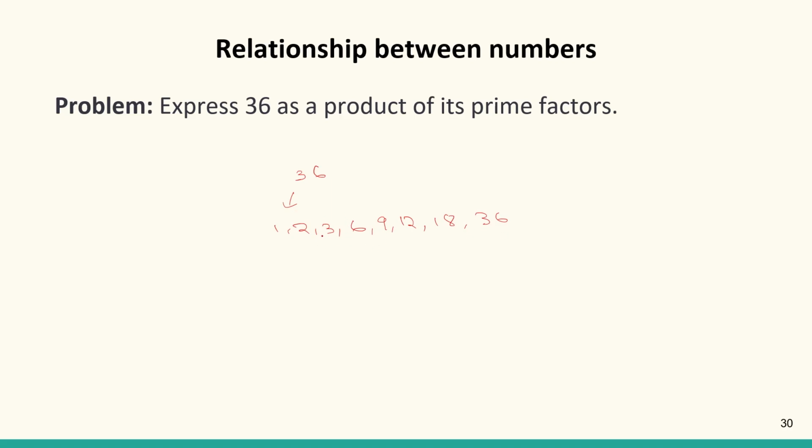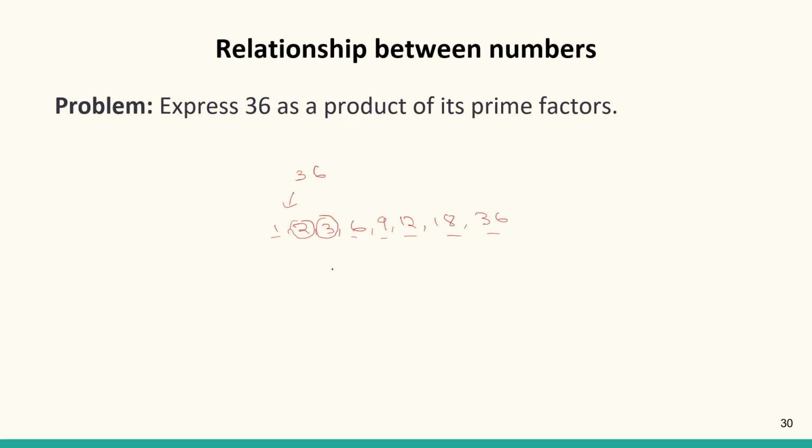Among these, what are the prime factors? So the prime factors are only 3 and 2. Is there any other prime factor? No, this is not prime. Composite, composite, composite, composite, composite, and this is neither prime nor composite. So the only two prime factors are 2 and 3.